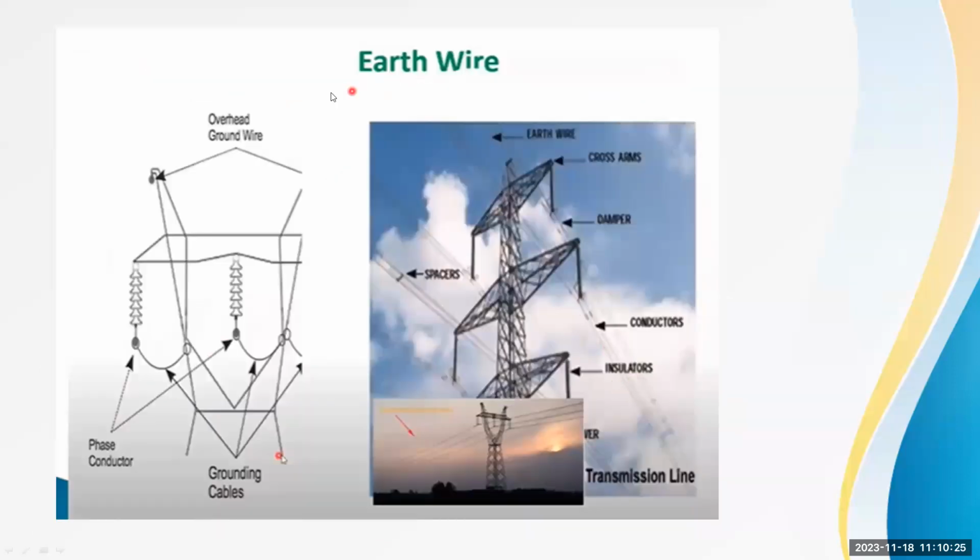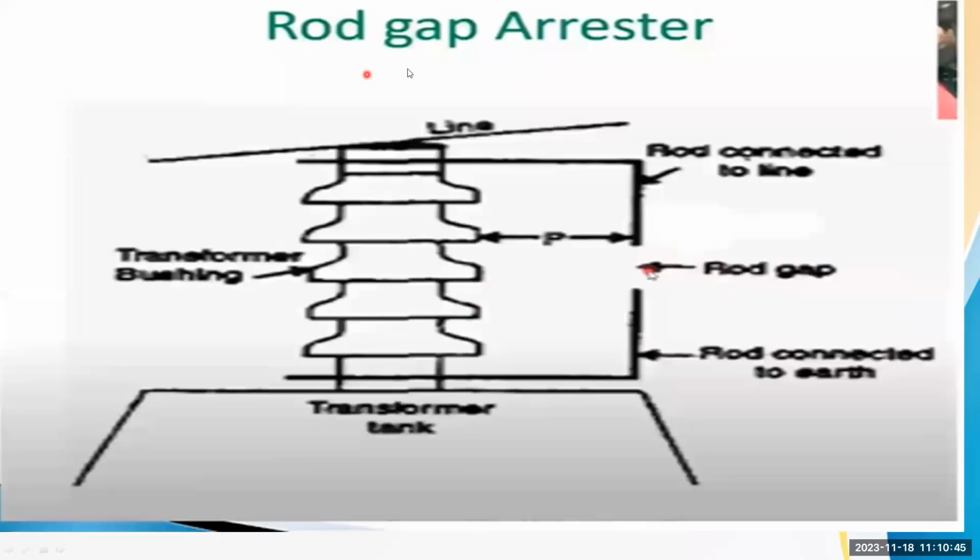Next, coming to the overhead earth wire. This is called the overhead earth wire, along with the phase conductors and grounding cables. This topmost conductor is called the overhead ground wire, and it provides protection against lightning. So this is the earth wire on a transmission line.